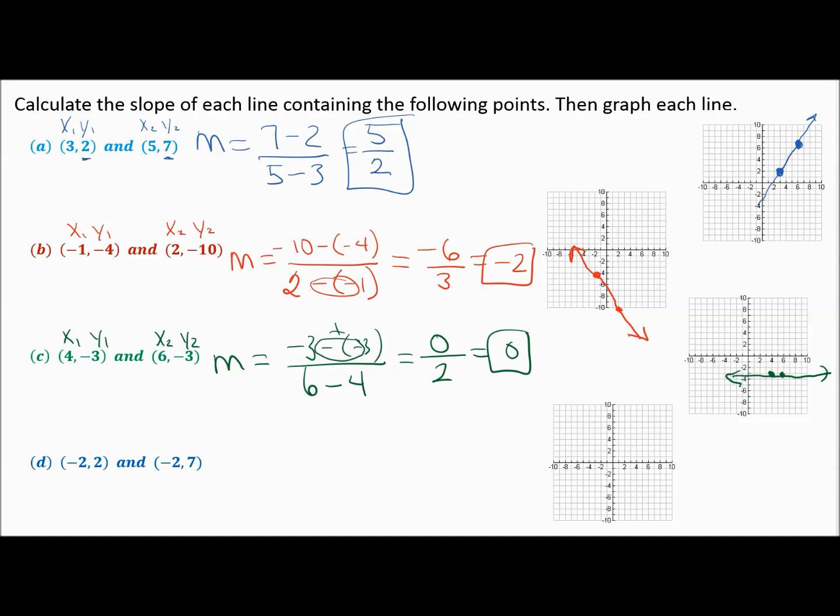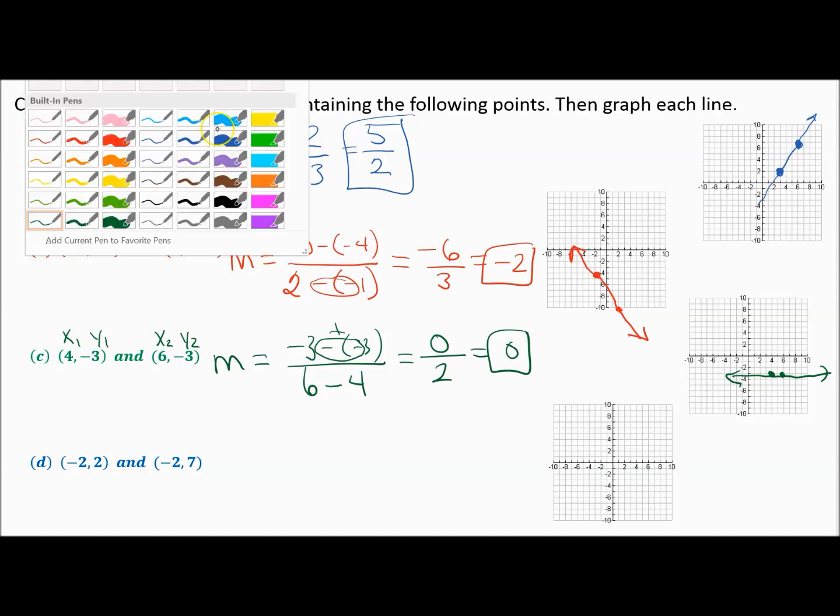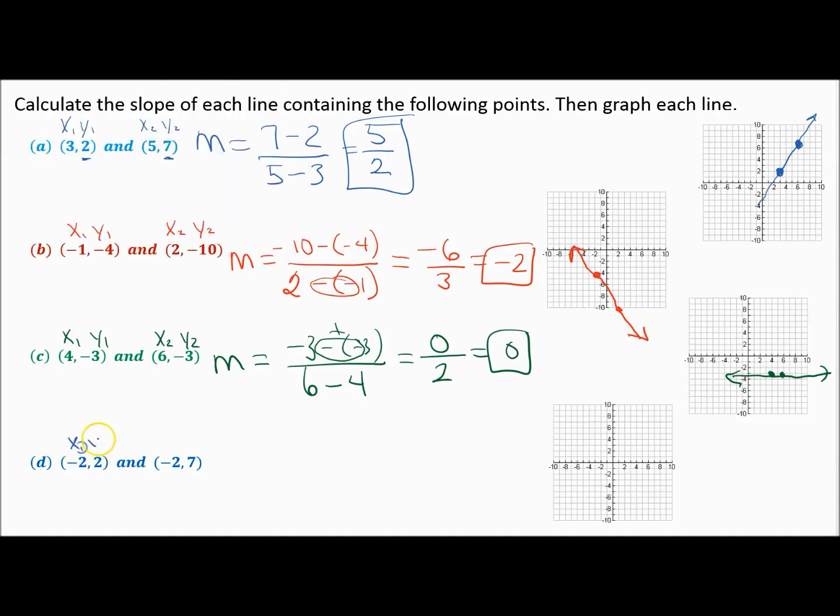Okay? And then the last example, let's use blue. Alright, so I have x1, y1, x2, y2. So m is equal to y2, which is 7, minus y1, which is 2, divided by x2, which is negative 2, minus x1, which is a negative 2. Gives me 7 minus 2 is 5, divided by negative 2 plus 2 is 0. Now that ought to make you think twice.